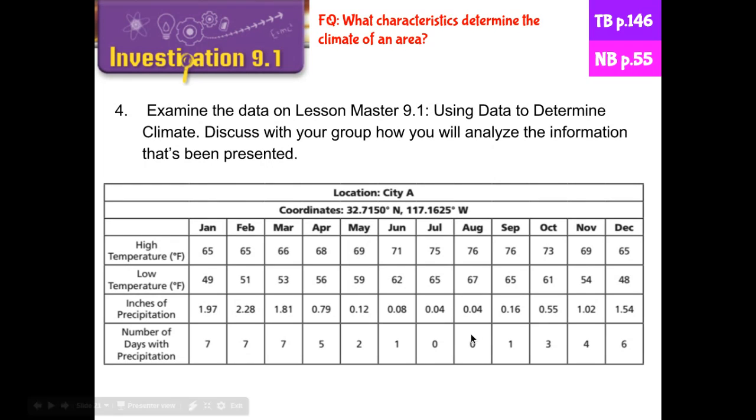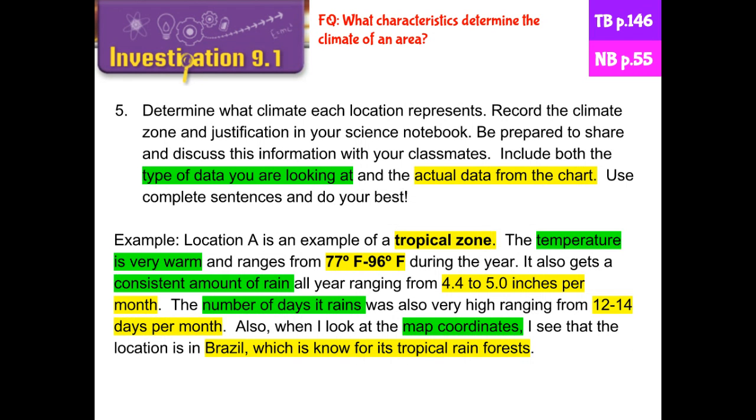So for example, if you look at this, City A's average high temperature in January is 65, average low is 49. These are both in degrees Fahrenheit. Usually get 1.9 inches of precipitation and has 7 days in which precipitation is recorded. And then if you look at July here, usually no days of precipitation, a really, really small amount, and then a high of 75 and a low of 65. So kind of gives you an idea of what you're looking at. These handouts are probably going to be on Google Classroom for you. So you're going to look at the charts for all of that.